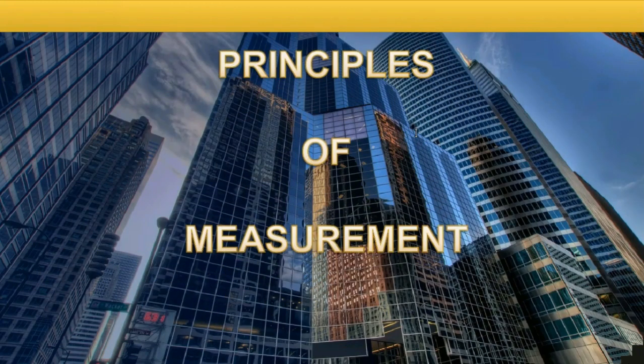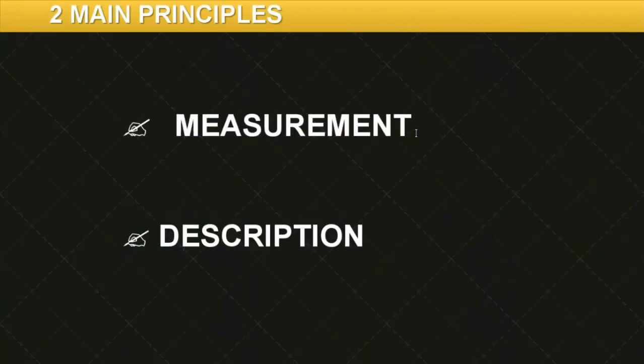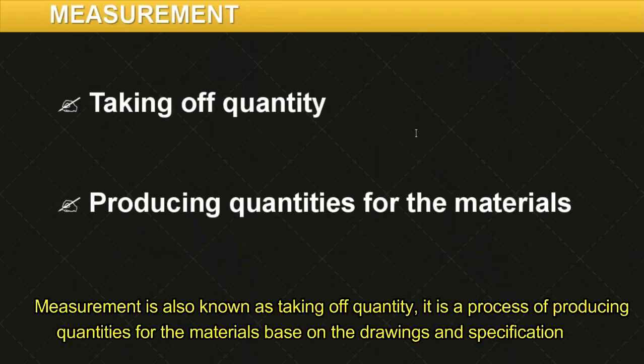Principles of measurement. There are two main principles in measurement. The first one is measurement and the second one is description. Measurement is also known as taking of quantity. It is a process of producing quantities for the materials based on the drawings and specification.